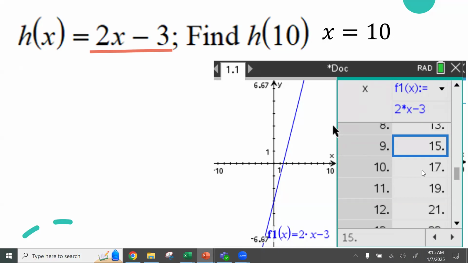Look at where the number is. So in this case, it says 17 over here. So h of 10 equals 17. And that's all there is to it with the graph.